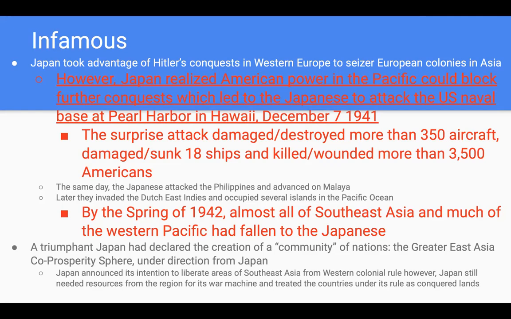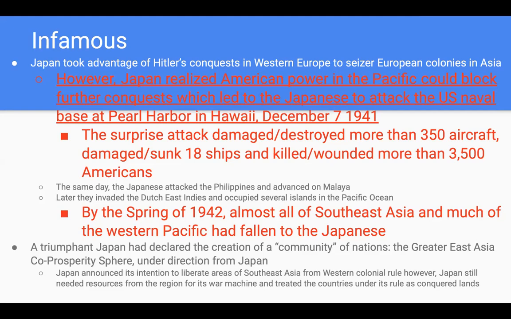Our president gave the infamous speech, December 7th, 1941, a date which will live in infamy, something like that. Very powerful speech. The same day, the Japanese actually attacked the Philippines and advanced on Malaya. Later, they invaded the Dutch East Indies and occupied several islands in the Pacific Ocean. So they took over places that European countries had for colonies, and obviously the Americans too. Philippines was ours. So naturally, that's going to bring everyone into the fold.